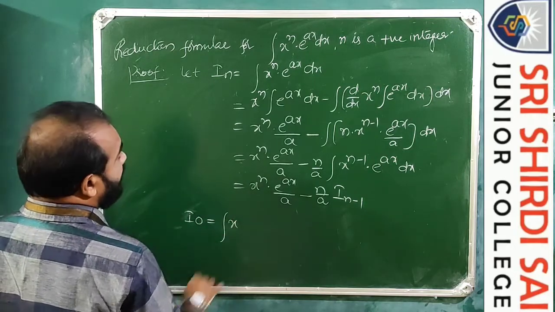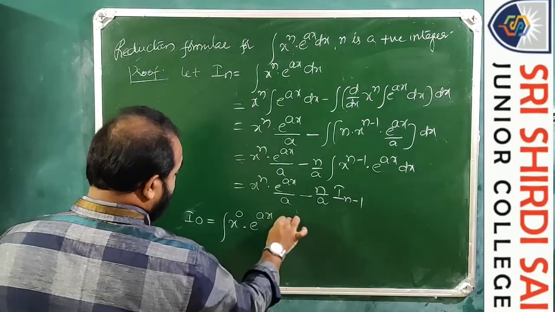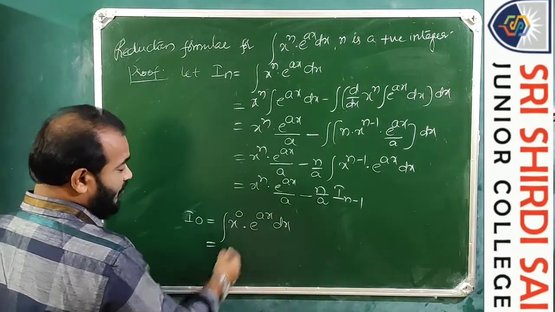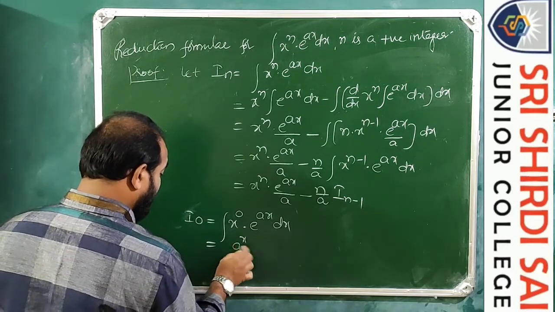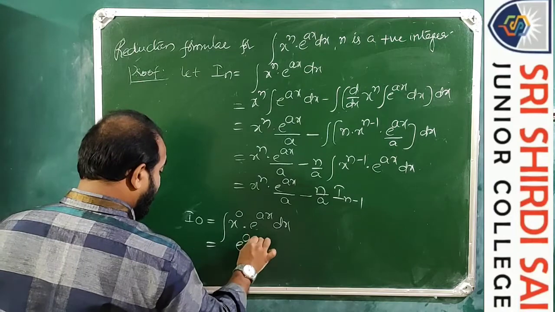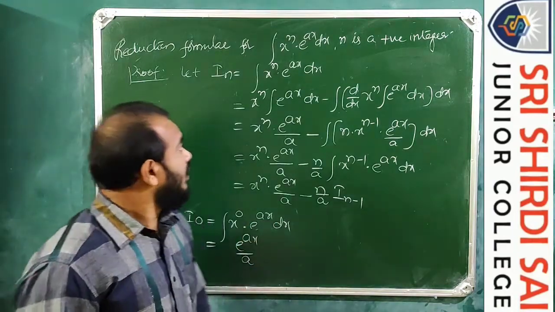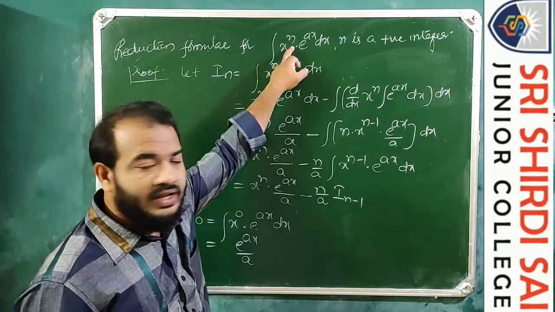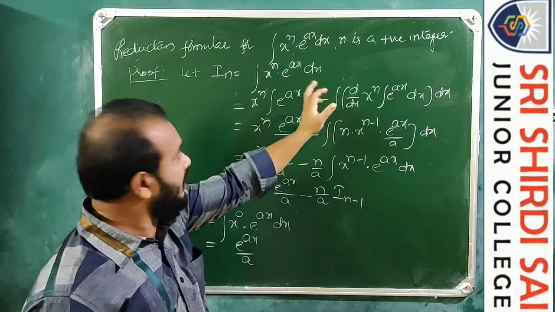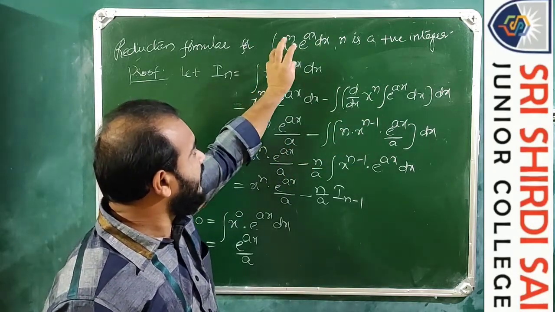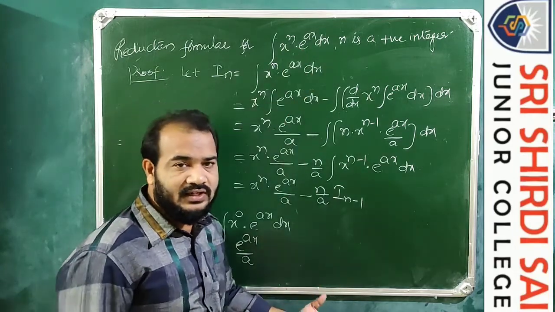the integral of x^0 e^(ax) dx. So x^0 is 1, so the integral of e^(ax) dx is e^(ax)/a. So simply substituting n equals 3 and a equals 5, we will get the integral for this easily using this reduction formula.